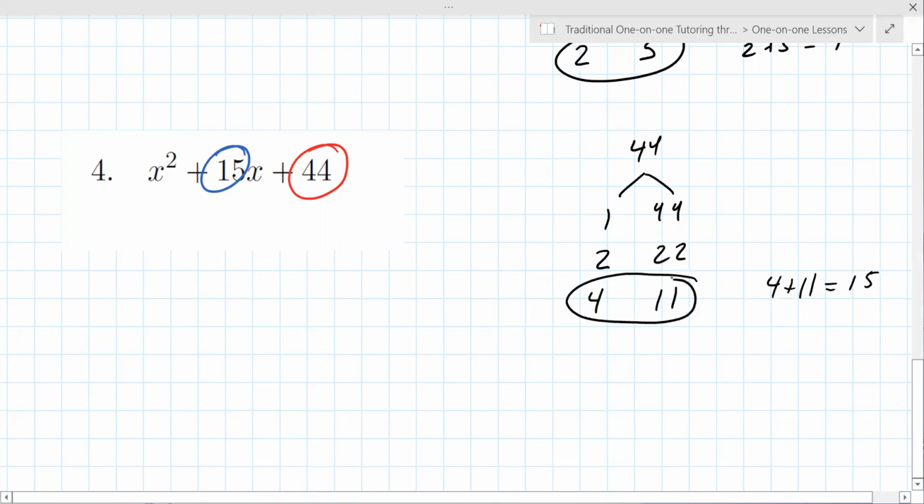So I like to circle the ones that work because there's a lot of numbers over here on the right. And then on the left here, you write your binomial pairs. So it's x plus 4, x plus 11.